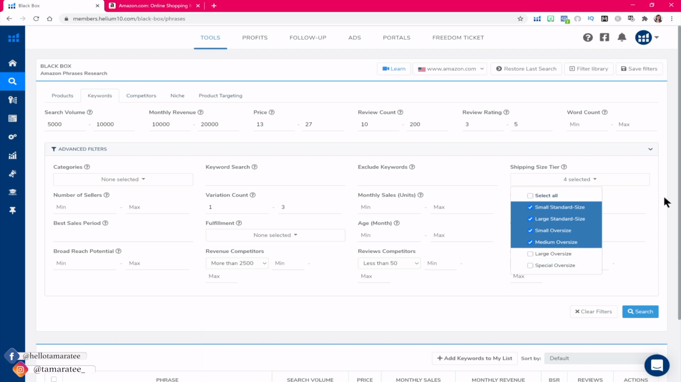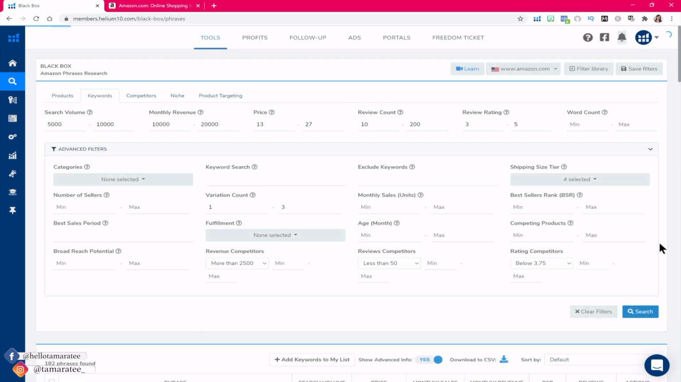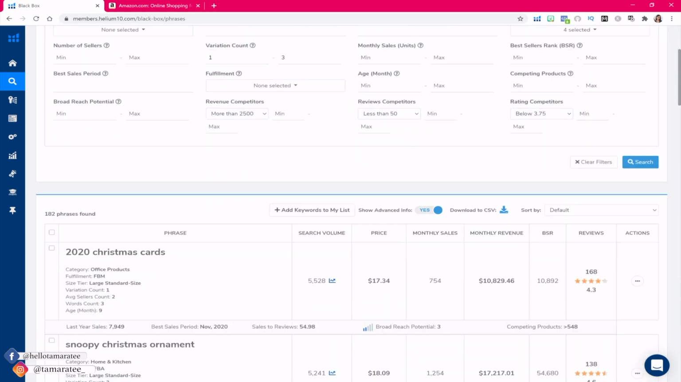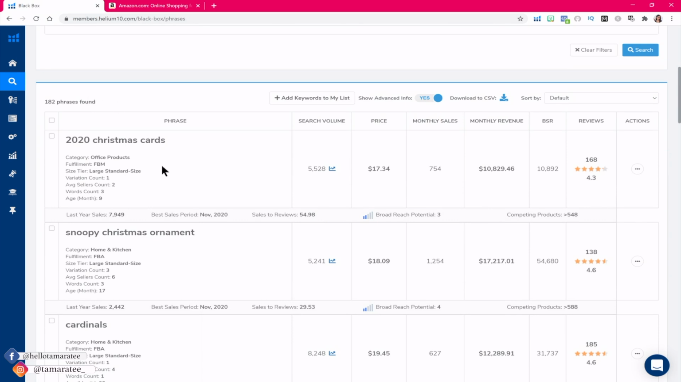So just keep it here and just have a second look at this to see if you are satisfied with what you put in. Click on search and let's see what products appear here. So right here we have the phrases found. We have Christmas cards, Snoopy, Christmas ornament.